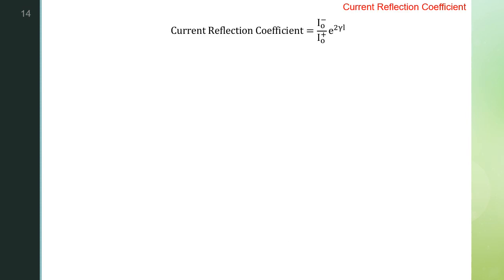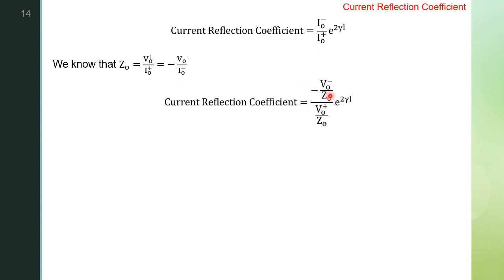So when you consider the expression, it is I naught minus by I naught plus e raised to 2 gamma L. So we can substitute I naught minus and I naught plus in terms of voltage. That is, we know that Z naught is equal to V naught plus by I naught plus, which is equal to minus V naught minus by I naught minus. On substituting this into this expression, we will get it as minus V naught minus by Z naught divided by V naught plus by Z naught into e raised to 2 gamma L. So Z naught will get cancelled.